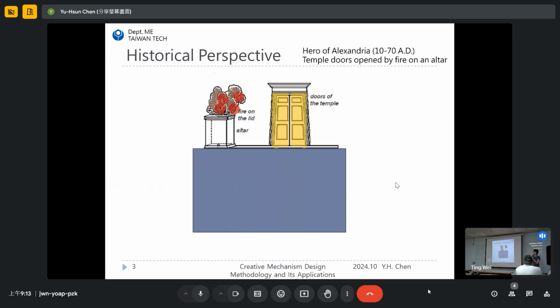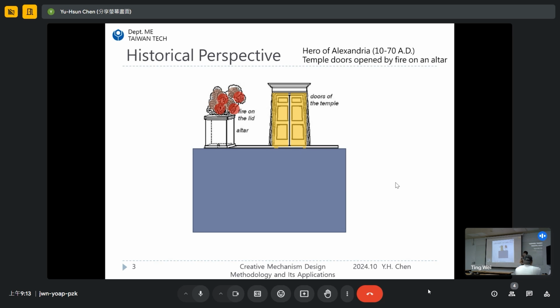Okay, we will talk a little bit about historical things. They provide an example for us of what kind of mechanism we are talking about. That is the first example, from around the 1st century.